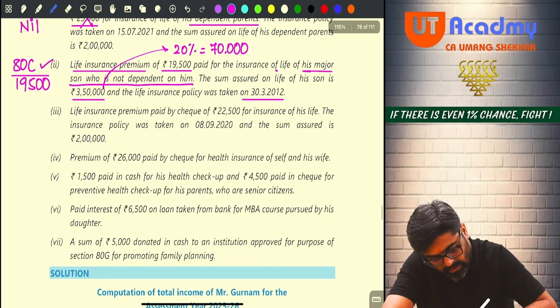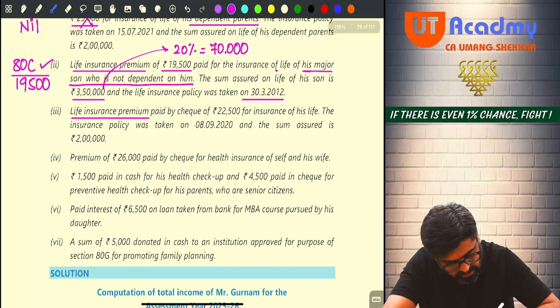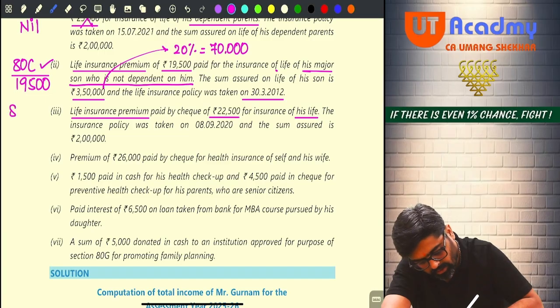Next one. Again, life insurance premium you have paid by cheque, 22,500, for insurance of his life. For your life you can take the 80C deduction.